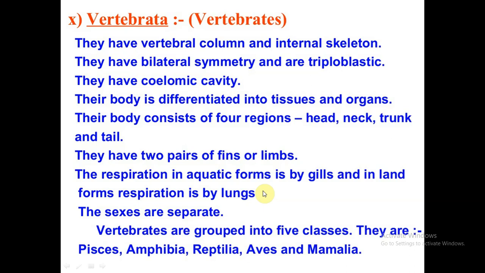So in us the sexes are separate. What is the separation of sexes? Males are present differently and females are present differently, not in just one body. We cannot see that both the male and female parts are present together, but males and females are present in different bodies. So the vertebrates are again divided into 5 classes.